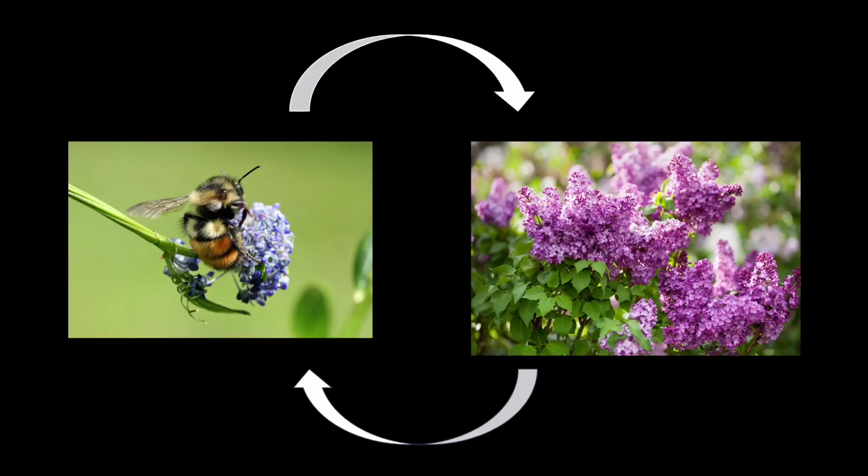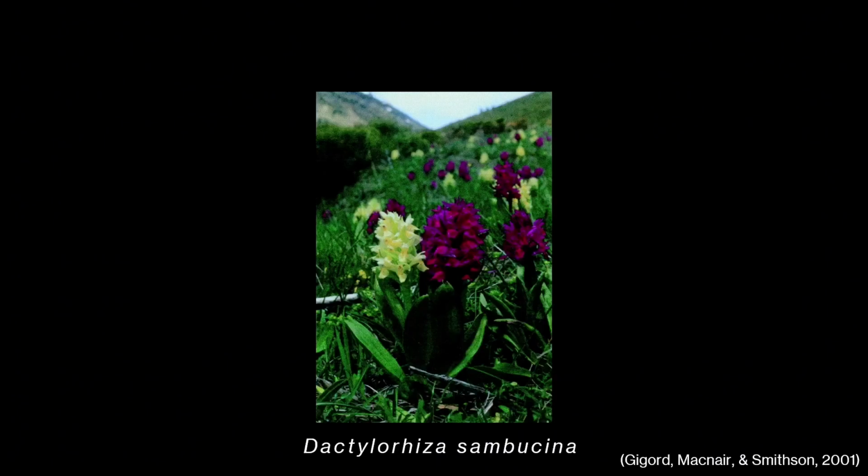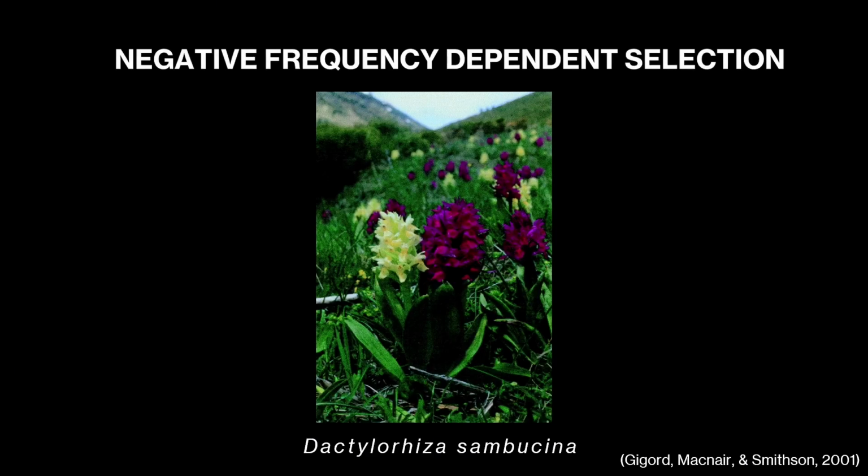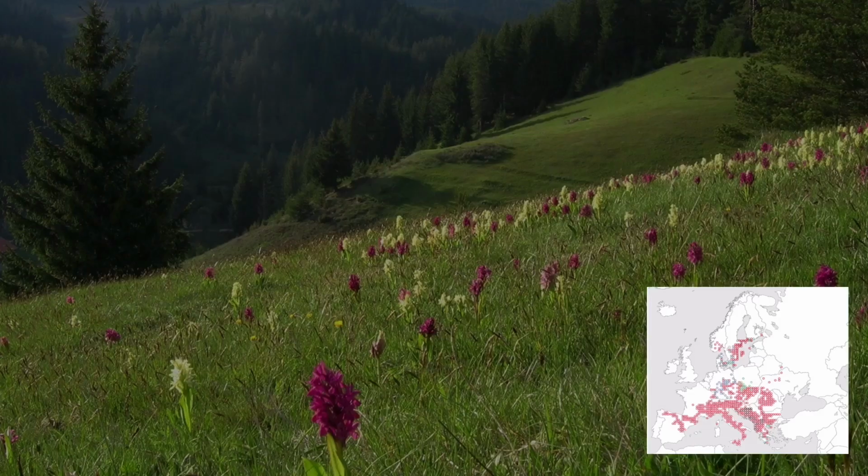Flowering plants, in addition to Müllerian mimicry, are another common example of positive frequency-dependent selection, as pollinators recognize rewards in plants that they encounter more often. However, a rewardless flowering orchid species demonstrates negative frequency-dependent selection. Its purple and yellow flowers can be found scattered across Europe.